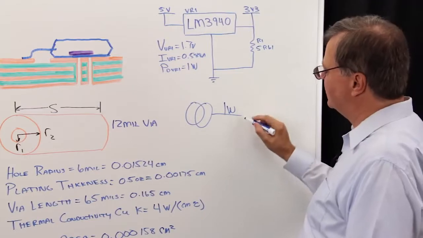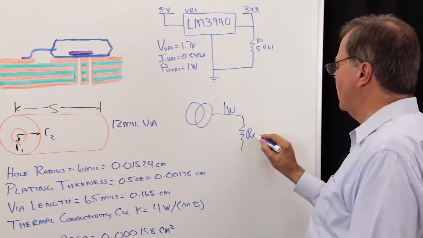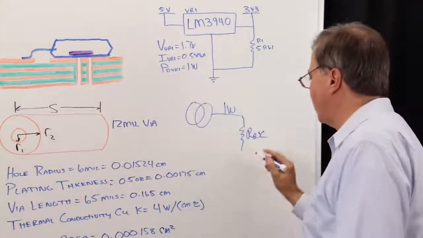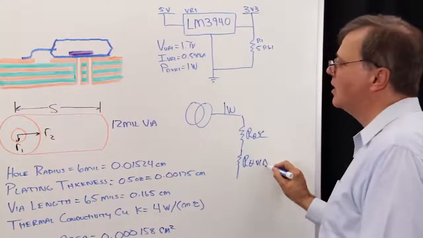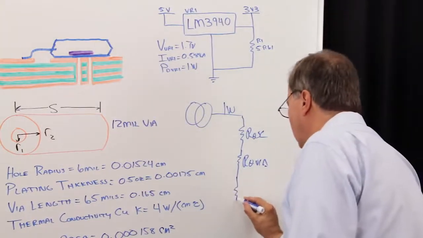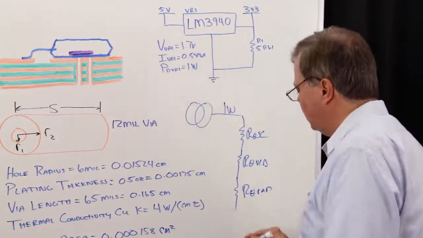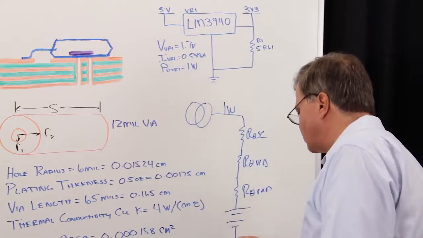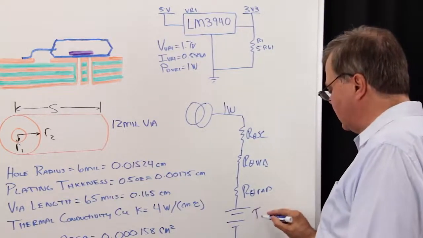The first resistance that we meet is the junction to case resistance. So I'll call that R theta junction to case. Then we have the via barrels here, and I'll call that R theta via. And then we have the radiating plane on the secondary side. I'll call that R theta rad. Then we have our ambient temperature, which just like in the past, we've been modeling as a voltage source that biases us up to the ambient temperature, and we will call that T ambient.